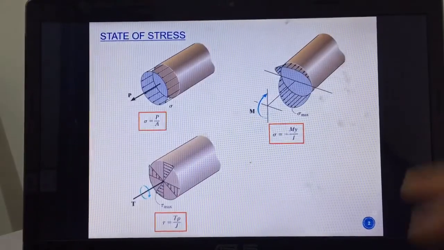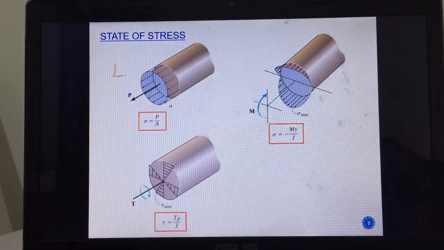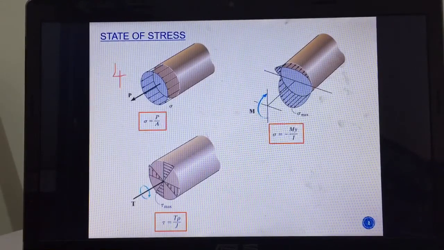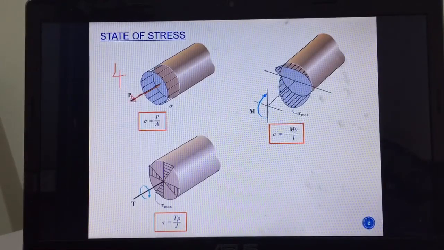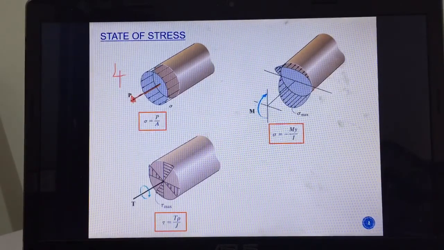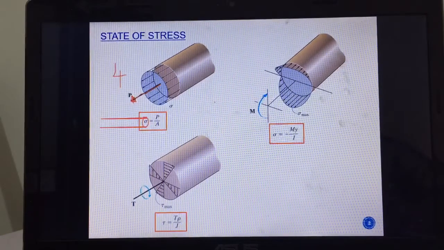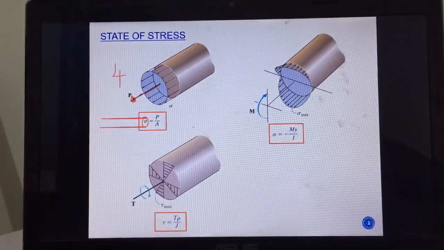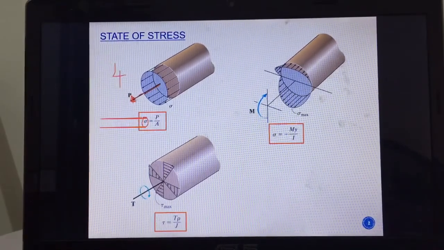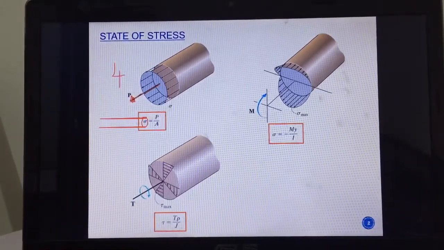So up to chapter 6, we have learned in chapter 4 about this formula, sigma equals P over A, which means that if you have the internal axial load P, and then you just divide by the area, you get this normal stress due to the internal normal load P, right?